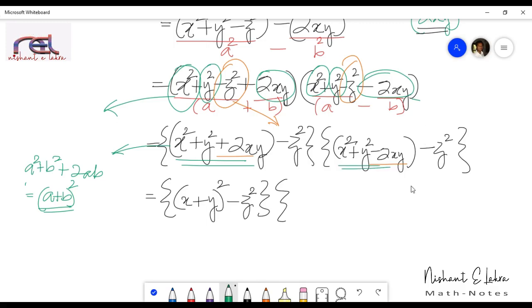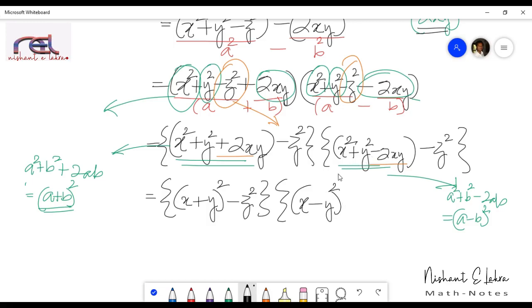That is x square plus y square minus 2xy is the expansion of, right, or a square plus b square minus 2ab is the expansion of a minus b whole square, right? So we will replace x square plus y square minus 2xy with x minus y whole square, right? We're just replacing the expanded part, okay, minus z square. And what will be our next step?